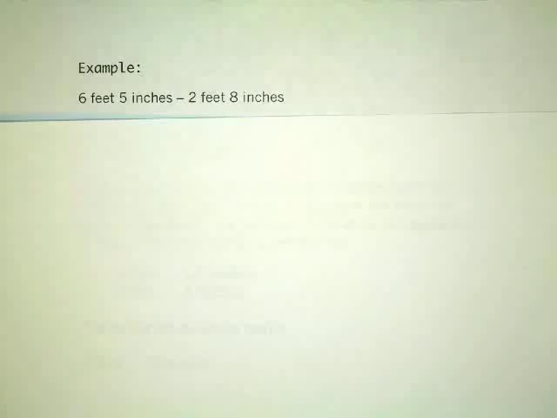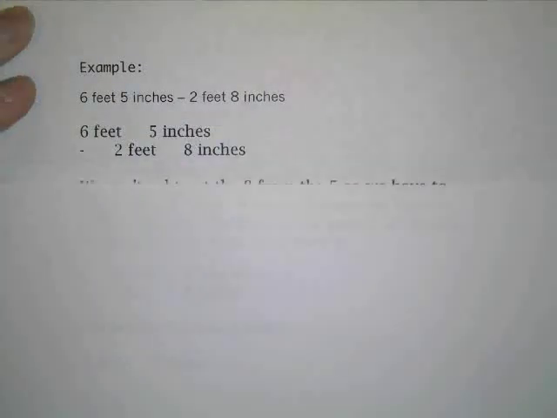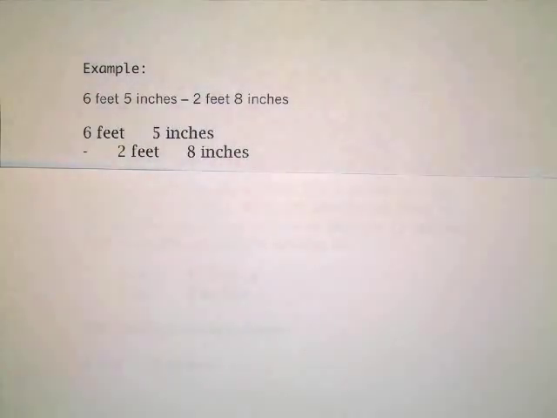Our next example. 6 feet, 5 inches minus 2 feet, 8 inches. I want you to try this one on your piece of paper before I go over it. So the first thing you need to do is line them up. So you should align them up: 6 feet, 5 inches minus 2 feet, 8 inches.